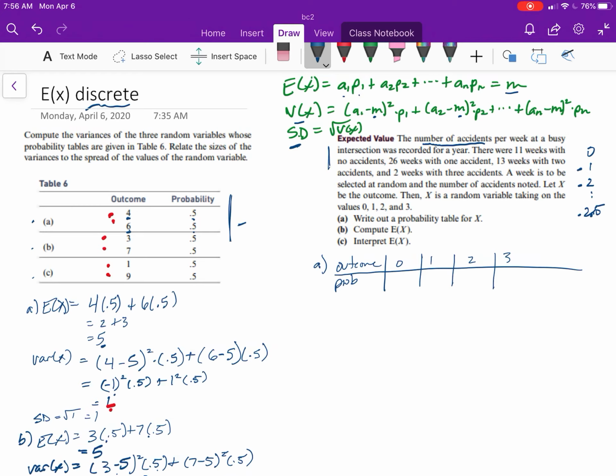Now, if we add these up, it should be 52 weeks in a year, so 11 and 26, 13 and 2. Yeah, we get 52. So the probability of having no accidents, there were 11 out of 52 of those. Right? The probability with 1, there were 26 out of 52. And then 2, we had 13. And 3, we had 2.